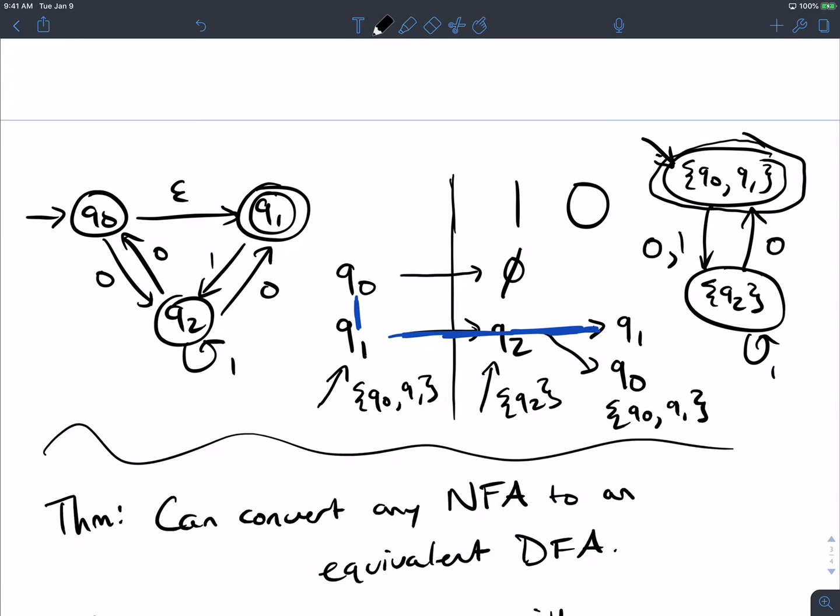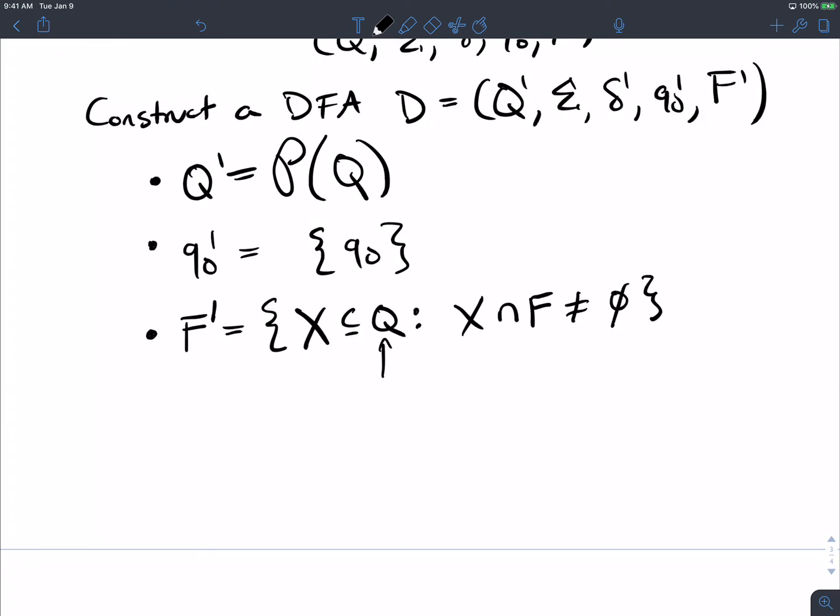Okay, let's do transition function. In general, what does a transition function take as input? What two things? State and input symbol. What about epsilon?